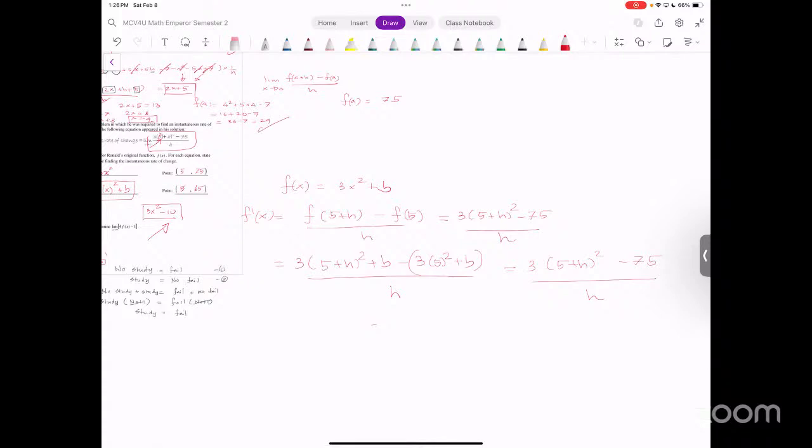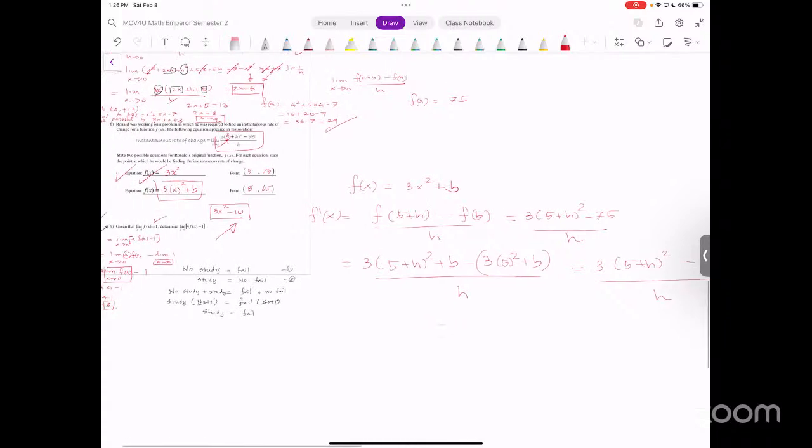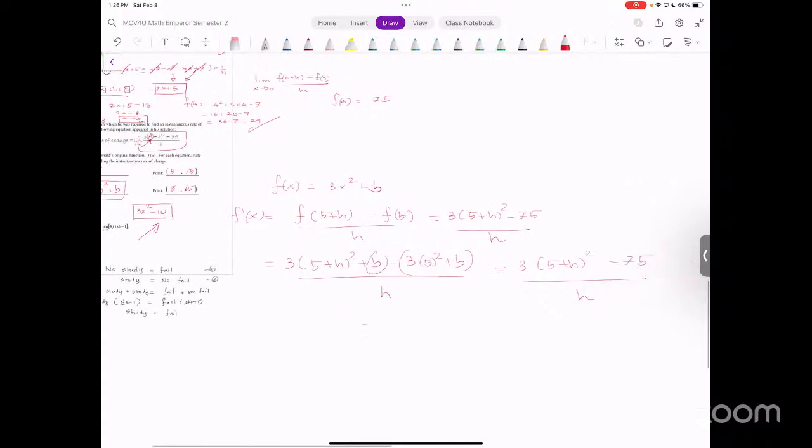Now, the b value can be anything here. It's not necessarily need to be 10, because you can see that the b value will be canceled. If you put b value 20, it's still going to work. 30 is going to work. Make sense? Yeah. Okay.